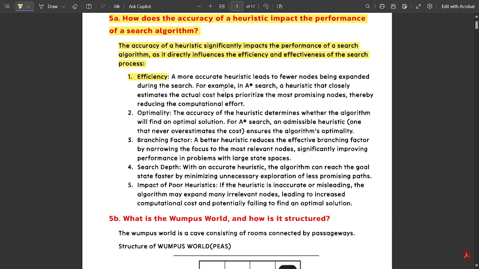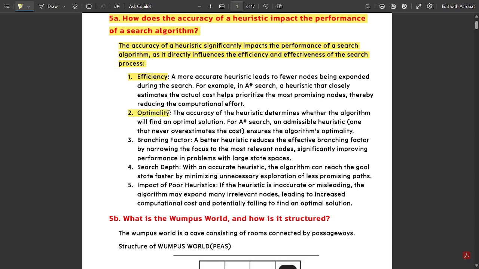During the search, as I've told, for example in A star search algorithm, a heuristic that closely estimates the actual path cost helps prioritize the most promising nodes, thereby reducing the computational effort. If you have the proper path cost, which helps the upcoming nodes for your search algorithm, we don't need to build any other nodes. So the nodes are reduced in that computational effort. This comes under efficiency.